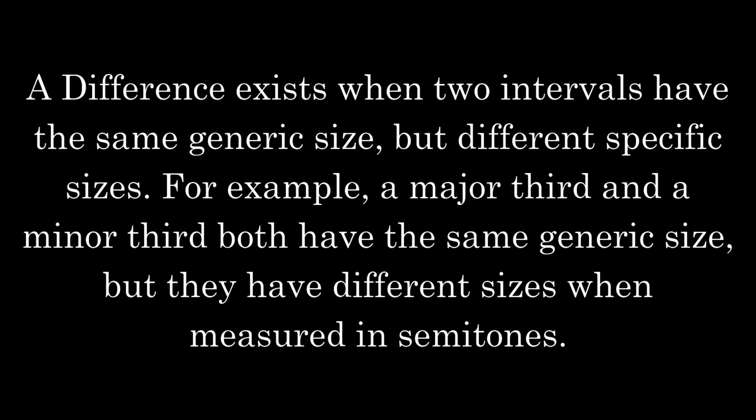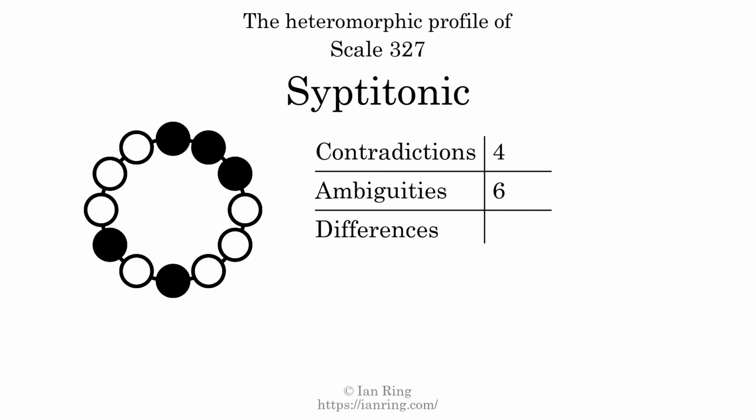A difference exists when two intervals have the same generic size, but different specific sizes. For example, a major third and a minor third both have the same generic size, but they have different sizes when measured in semitones. The number of differences in this scale is 32.